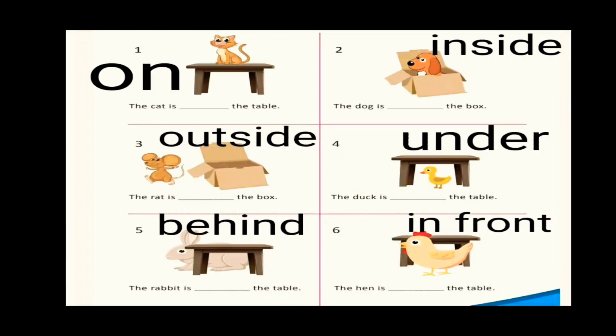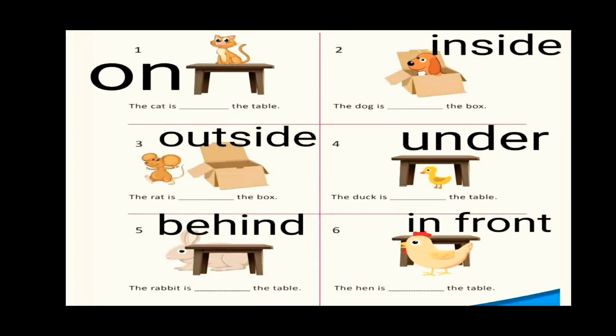Now we'll solve the question that we saw on the first page. The cat is on the table. The dog is inside the box. The rat is outside the box. The duck is under the table. The rabbit is behind the table. The hen is in front of the table.